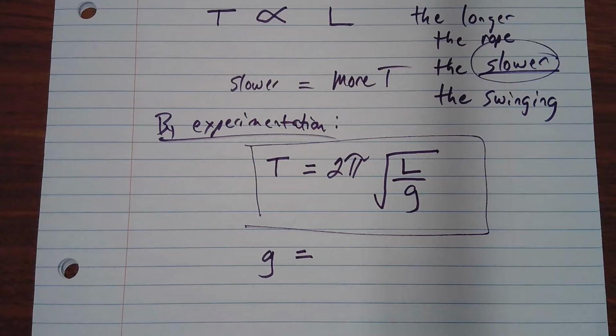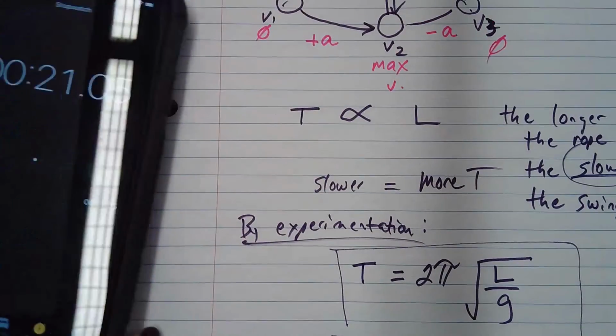1, 2, I'm gonna do 10 cycles. 3, 4, 5, 6, 7, 8, 9. Get ready, stop.